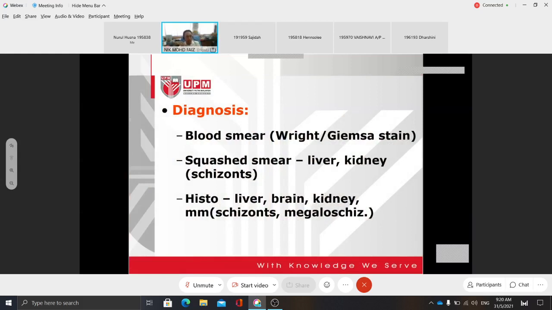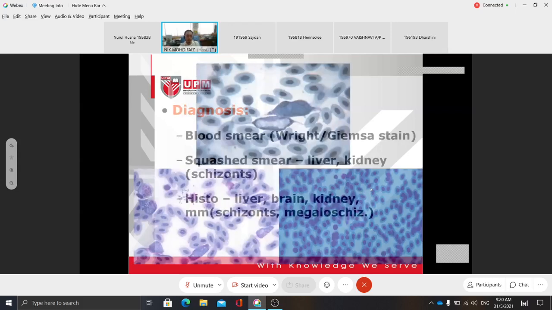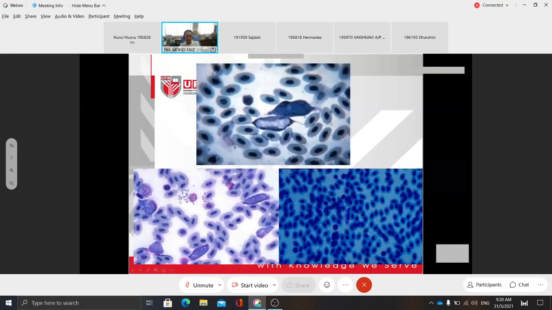If you don't see the leukocytozoon in the blood, you can also do a squash smear of the liver or the kidney, looking for the schizonts. And then histologically, you may want to take the liver, the brain, the kidney, or mucous membranes, the ones with the petechial hemorrhages. You may be able to see schizonts and megaloschizonts. So this is how they look under the microscope. You know the blood of chickens is nucleated blood, and this is how it looks.